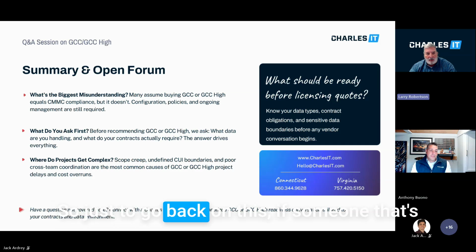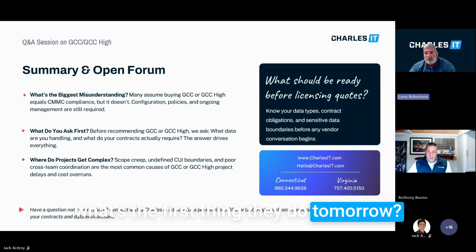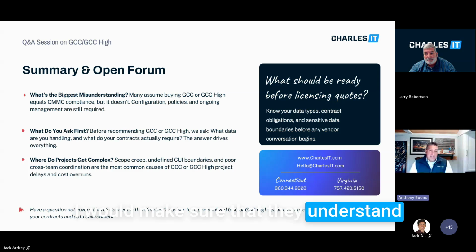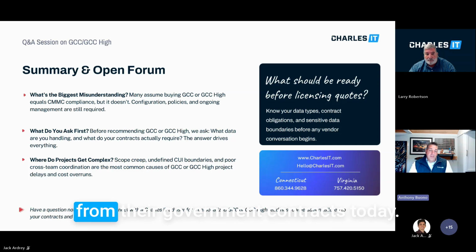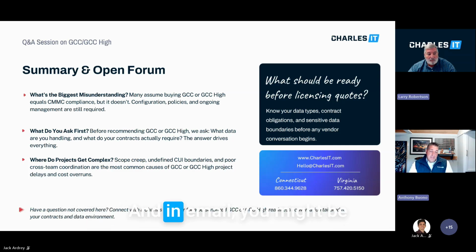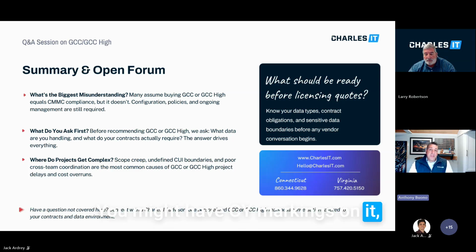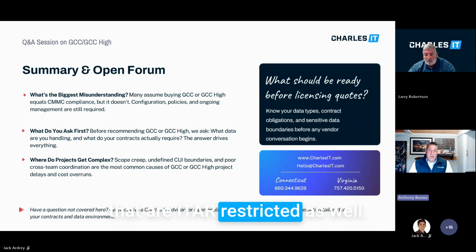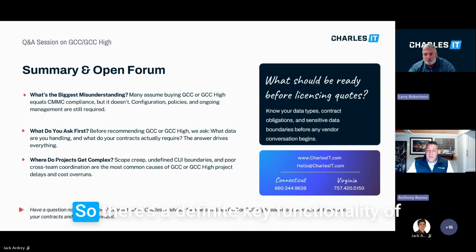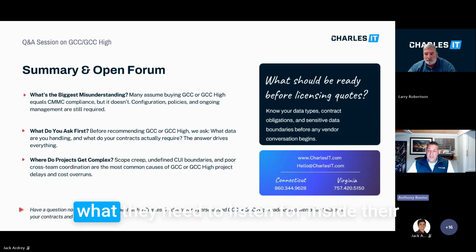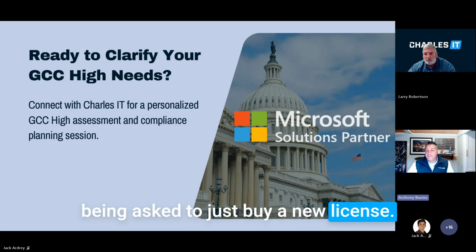So to go back on this, if someone that's listening today thinks they need GCC High, what's the first thing they do tomorrow? I would make sure that they understand exactly and make sure they're sharing what type of data they're actually collecting from their government contracts today. And in email, you might be having drawings, for example, you might have CUI markings on it, but then you might be seeing some that are ITAR restricted as well. There's a nuance to that, and there's a different security level in regards to what's there. So there's a definite key functionality of what they need to listen for inside their environment, even though they're just being asked to just buy a new license.